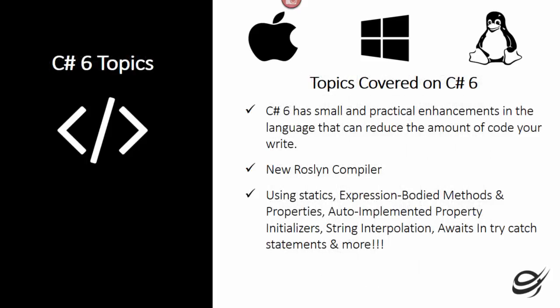C# 6 is not a drastic change from the previous version of C#. It has small practical enhancements in your language that can reduce the amount of code that you write in your application. It has a new Roslyn compiler. There is not drastic changes from C# 5 to C# 6. The big changes associated with C# 6 are typically related to syntax and ease of use associated with different implementations associated with methods, properties, statics, as we will examine in these future lectures associated with the features of C# 6.